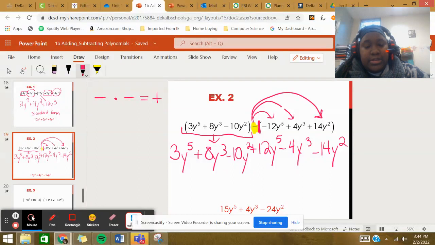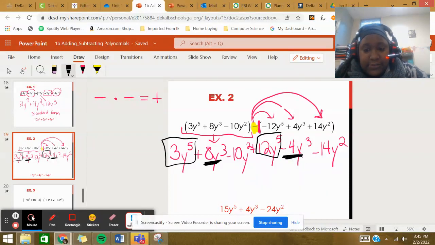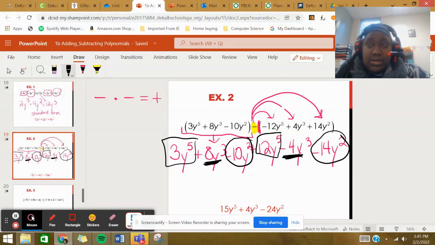Okay. So now I did the first step, which was distribute a negative. The second step says now just combine your like terms. So let's identify our like terms. We have y to the fifth. We have y to the fifth. We have y to the third and negative 4y to the third. And then we have y squared and y squared. Okay. So now I'm literally just combining my like terms.